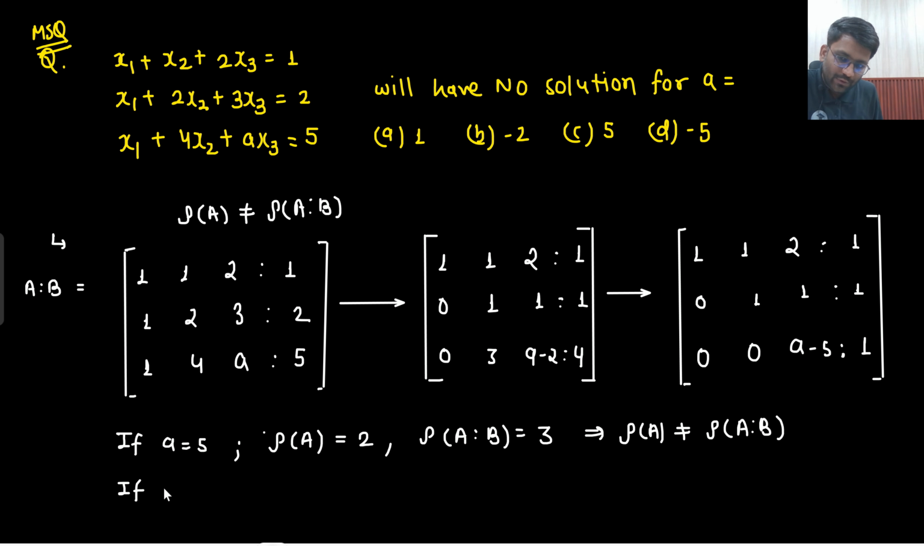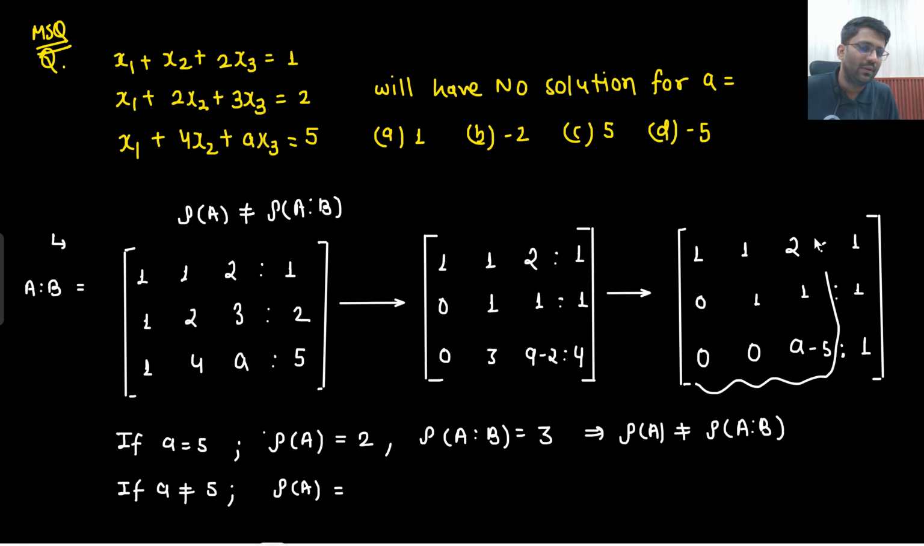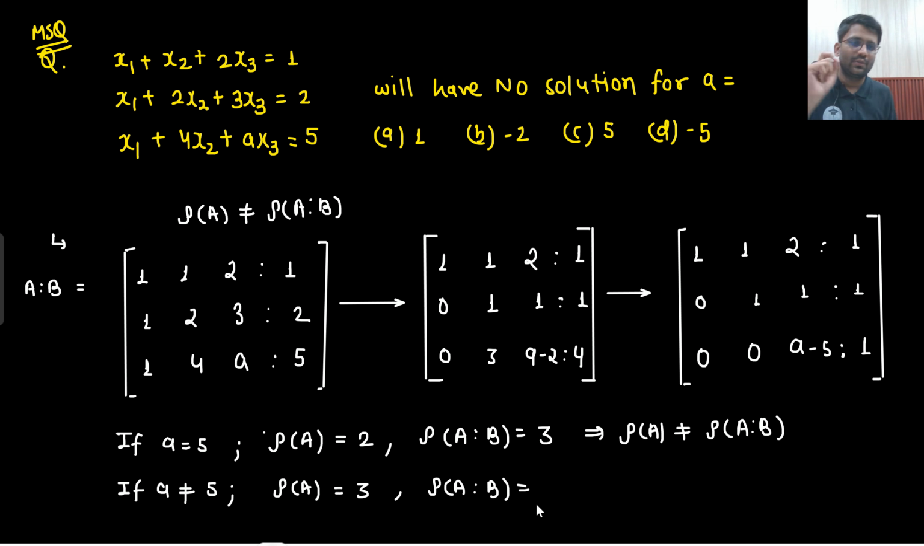And what if A is not equal to 5? What will be the rank of A? Let's just say A is 2. So 0, 0, minus 3. So what will be the rank of A? All 3 rows will be non-zero rows. So rank of A will be 3. And what will be the rank of A augmented B? If A is not equal to 5, or let's just say A is 3, then 0, 0, minus 2, 1. So rank of A augmented B will be 3. This will show a unique solution. So what will be the answer? This will be the answer.